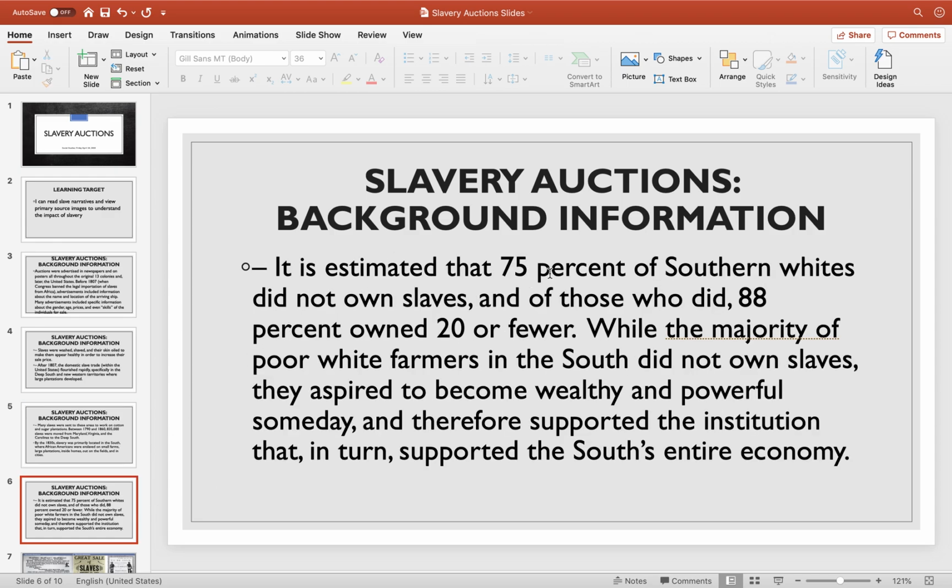It's estimated that 75% of Southern whites did not own slaves. And of those who did, 88% owned 20 or fewer slaves. While the majority of poor white farmers in the South did not own slaves, they aspired, or really wanted, to become wealthy and powerful someday, and therefore they supported the institution of slavery, which in turn supported the South's entire economy. So those poor white farmers in the South wanted to own slaves, right?